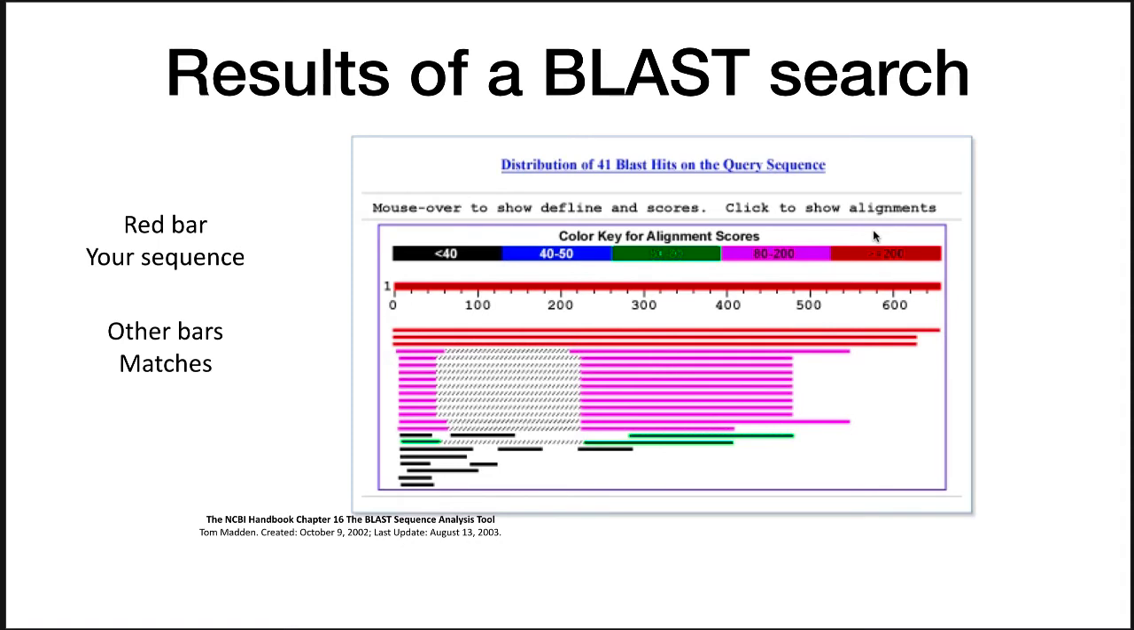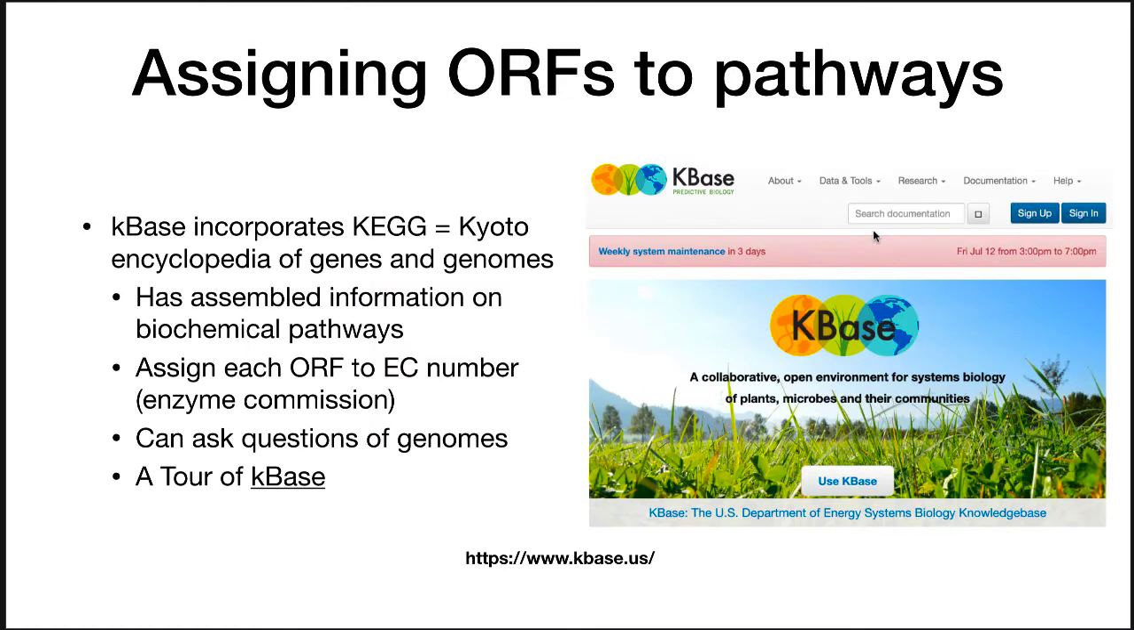You can predict the function of all the proteins, all the open reading frames that you found for your whole DNA sequence. And in this, what you're doing is you're assigning open reading frames to pathways. KBase incorporates KEGG, which is the Kyoto Encyclopedia of Genes and Genomes. This is maintained by a group in Japan. And what it has done is it has assembled information on all these different enzymes that organisms have into biochemical pathways. We know all the enzymes that are involved in glycolysis.